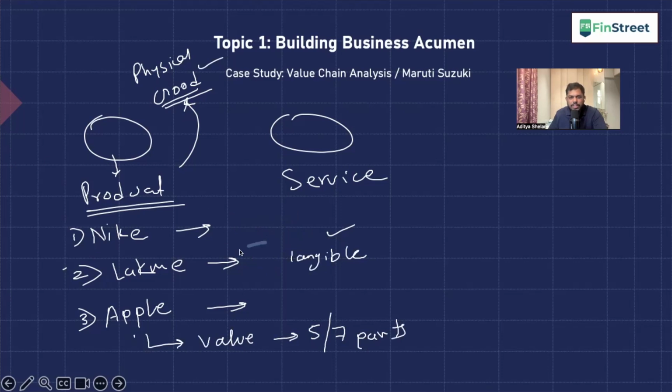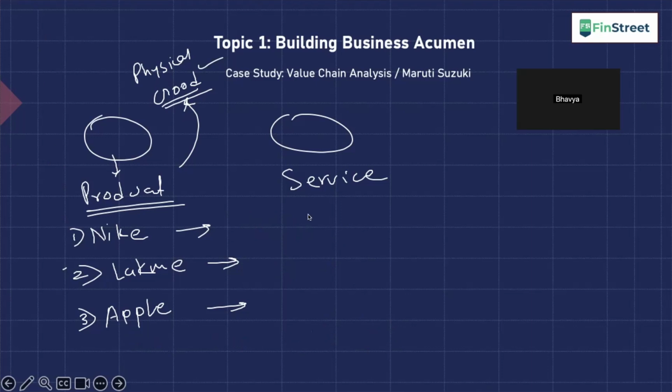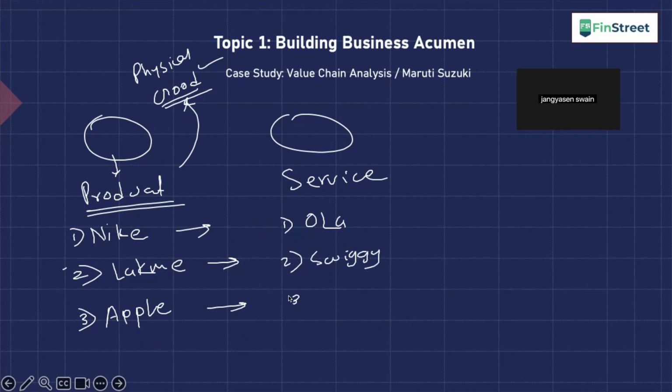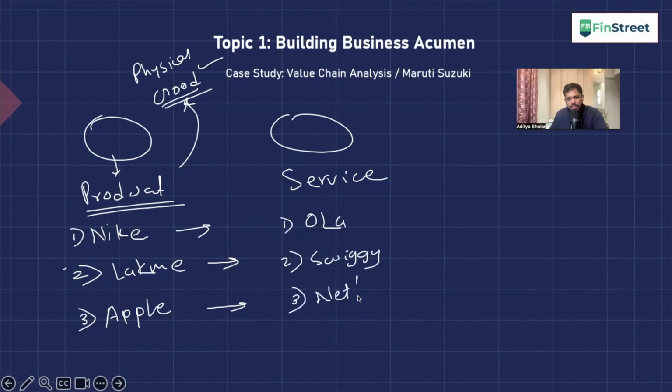Now let's look at what is service-based business. Again, I want some examples. Feel free to unmute and speak up. Infosys, Swiggy. Ola. Ola. Perfect. Swiggy. Reliance. Netflix. Netflix. Perfect.